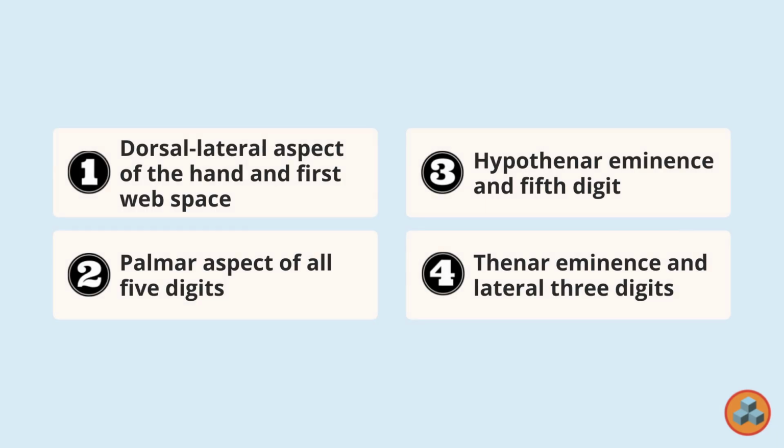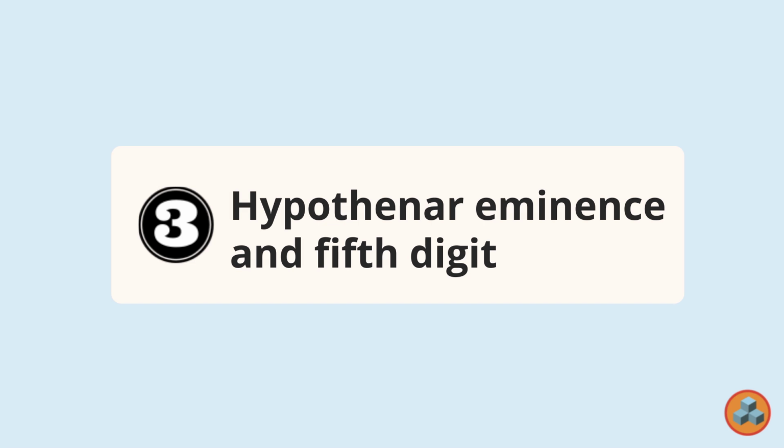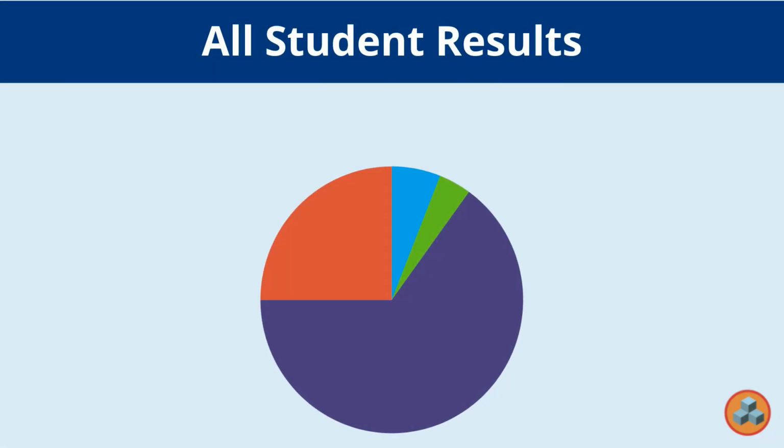When we follow the ulnar nerve from the cubital tunnel all the way down to the hand, it leads us directly to the hypothenar eminence and 5th digit. The correct answer is option 3. Let's explore the all-student data.